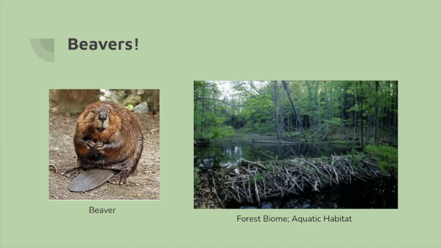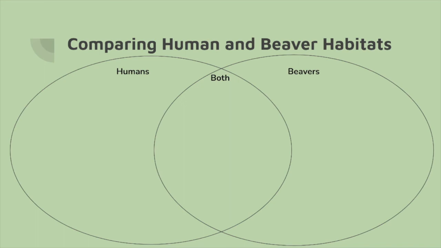How they do this is they chop down trees with their mouths, and they drag the trees and find sticks and just pile them up and build dams. And in doing that, they increase the size of the pond, and so they also increase the size of their habitat. That makes beavers a lot like humans because both of them significantly change their habitats to suit their needs.